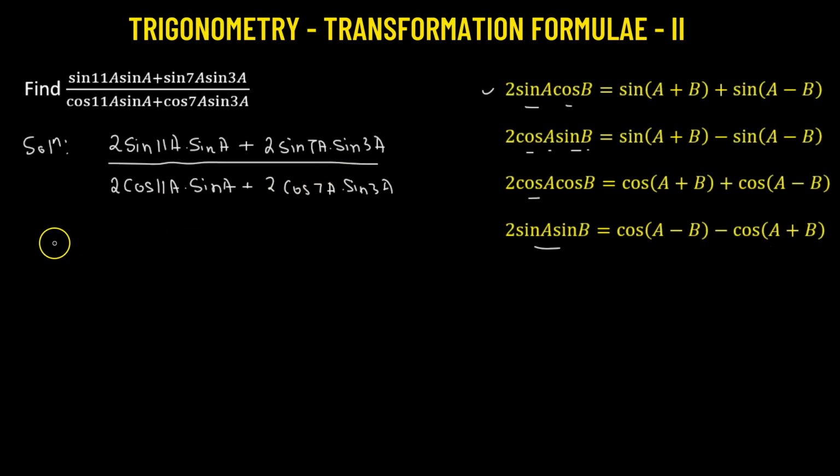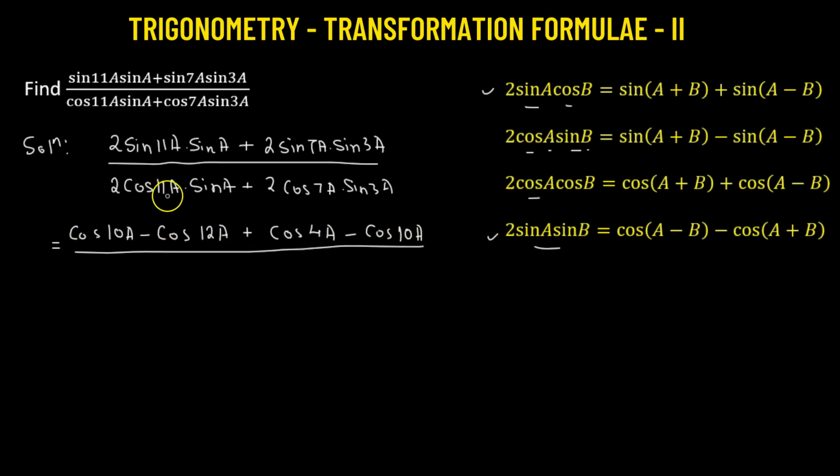So let's begin. In the first term of the numerator, 2 times sine 11a times sine a, we have to use this particular formula, which will be the difference of the cosine function. So we have cosine of angle 11a minus a, that's simply 10a, minus cosine of angle 11a plus a, that's going to be 12a, plus, again using the same difference of cosine formula, cosine of 7a minus 3a, that's going to be 4a, minus cosine of angle 7a plus 3a, that's going to be 10a.